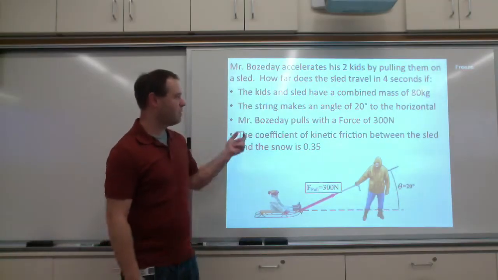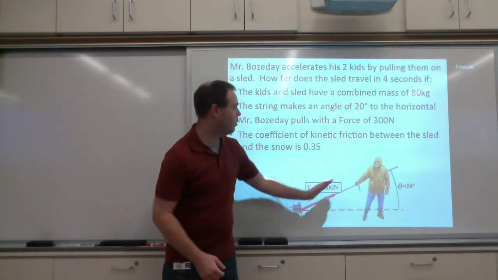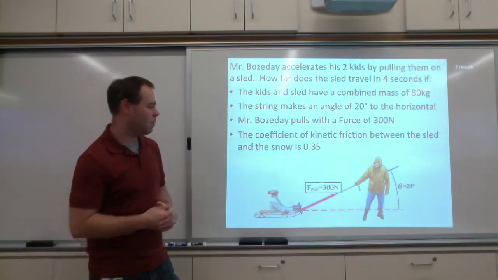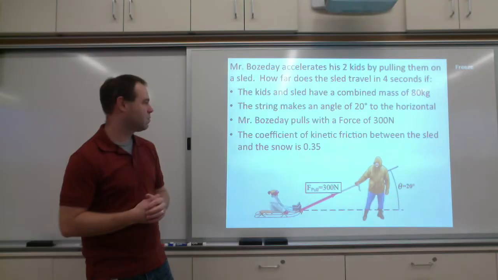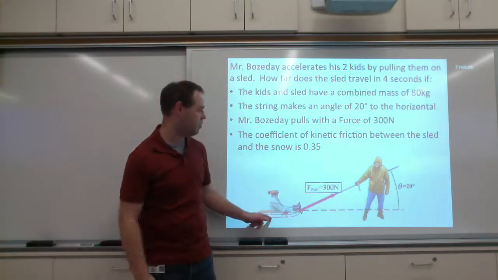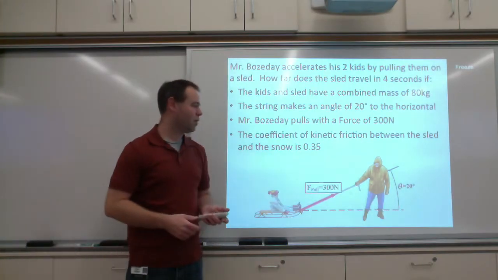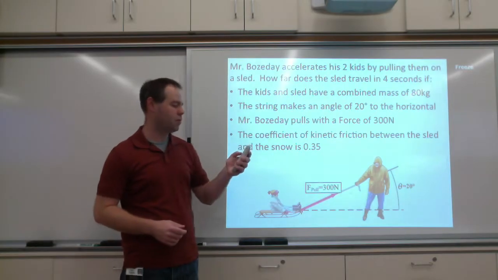My kids and the sled have a mass of 80 kilograms combined. The string that I'm pulling makes an angle of 20 degrees to the horizontal. I pull with a force applied of 300 newtons. And the coefficient of kinetic friction between the sled and the snow is a value of 0.35. So those are all our givens, and let's solve this problem.